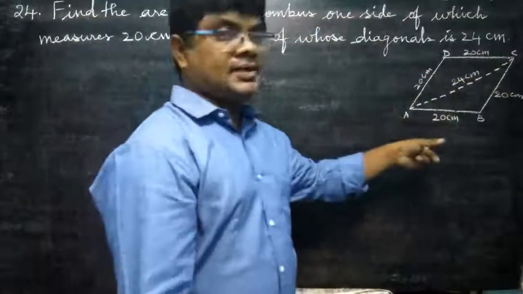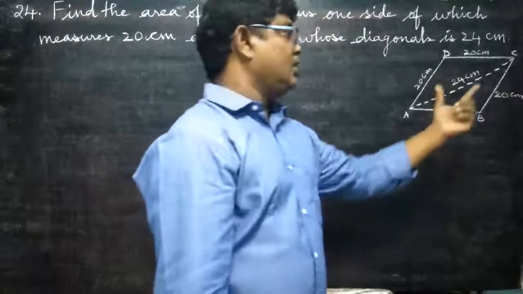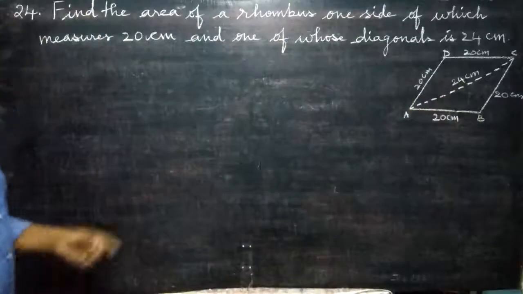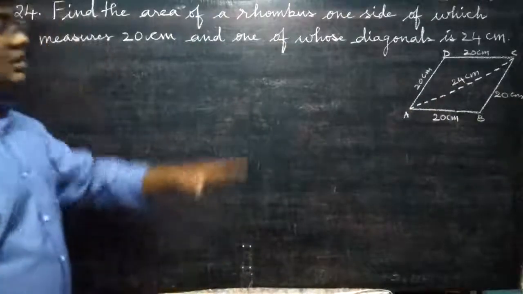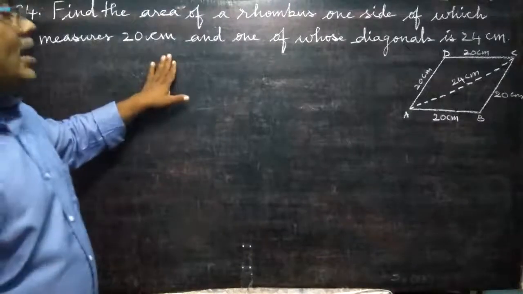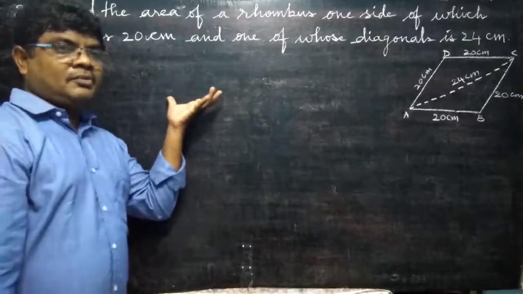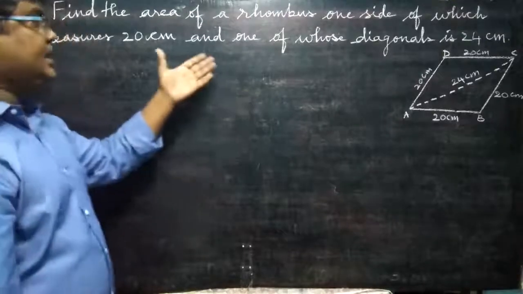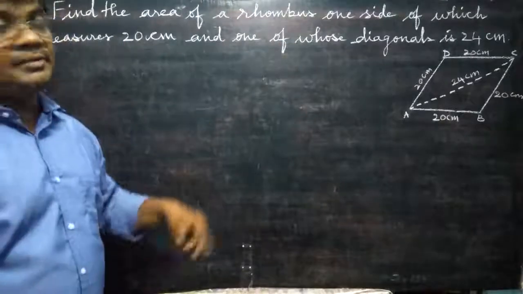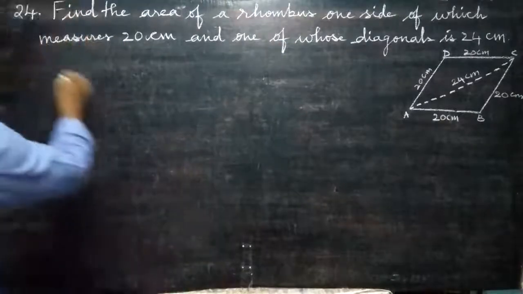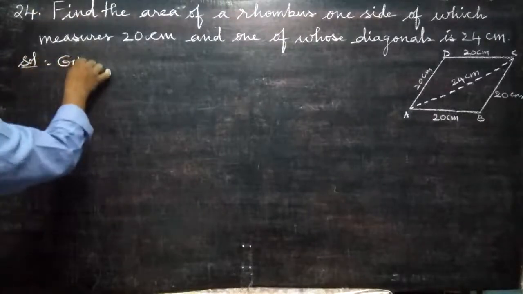Now ABC is which type of triangle? Isosceles triangle. How isosceles? Two sides are equal. Are you able to follow? When two sides are equal, we call it isosceles. Explanation is there for this problem. You have to do according to the problem. Already we know the formula for area of a rhombus is half d1 d2. But here two diagonals are not given. One diagonal they have given, one side they have given. Then we have to do like this. So solution given.